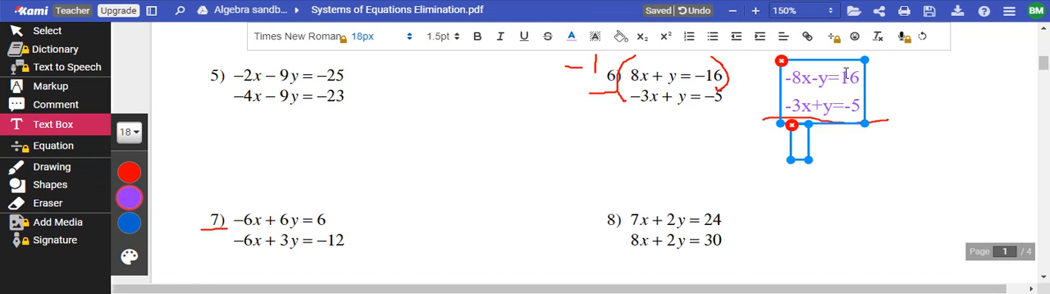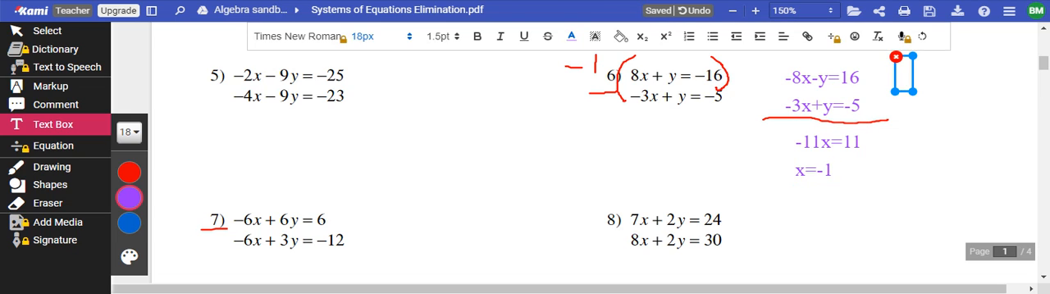Okay. -8x and -3x, 8, 9, 10, 11. I get -11x = 11. I divide by negative 11 and I get x = -1. Now I'm going to put that back in my original equation. I'm going to do the one where I didn't multiply by a negative.